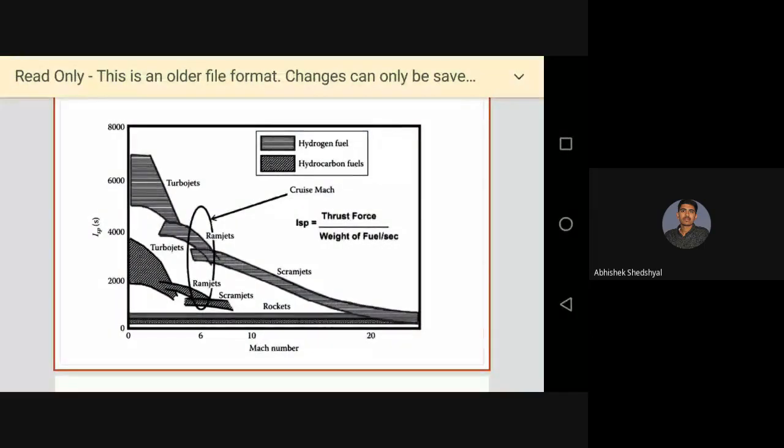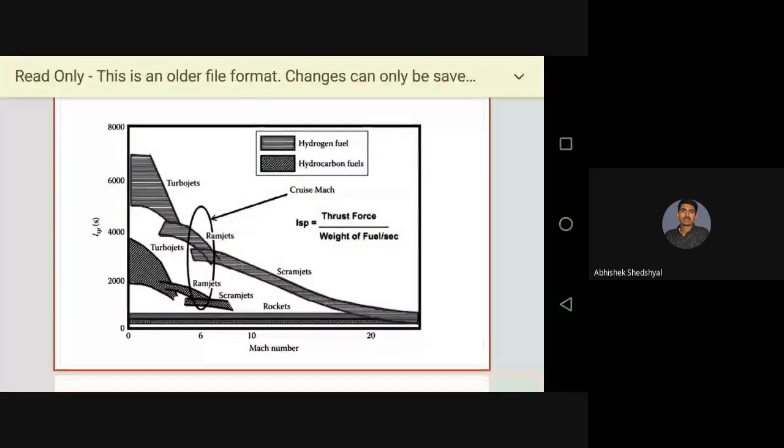engines are operating from 0 to maximum Mach number. If you see the turbojet engines, it is going to operate from 0, in the sense from the land. It can take off, it can start from the land, it can operate up to some speed, and it can come back to the land. So if you see, it is having some Mach number up to 3 or 3.5.